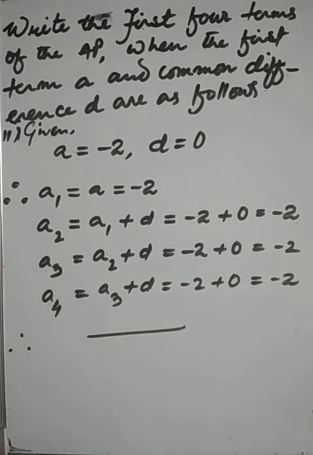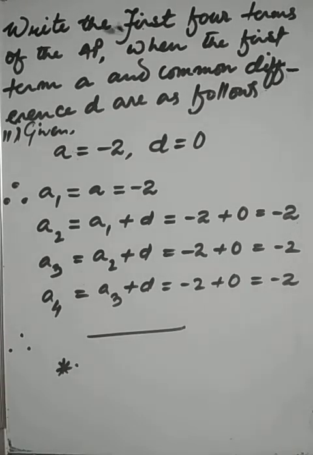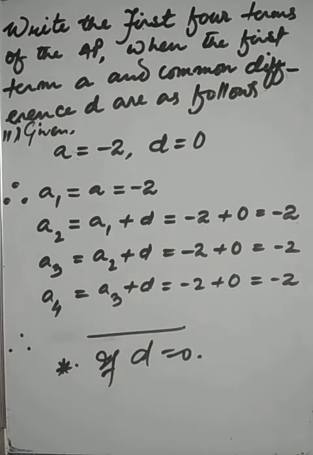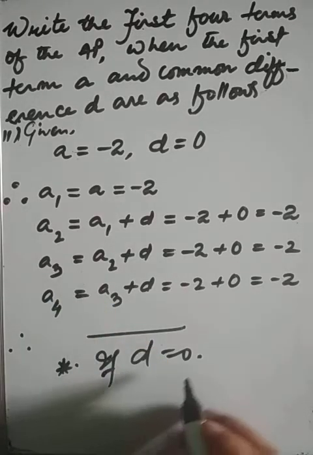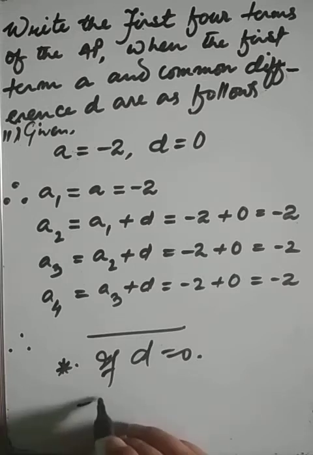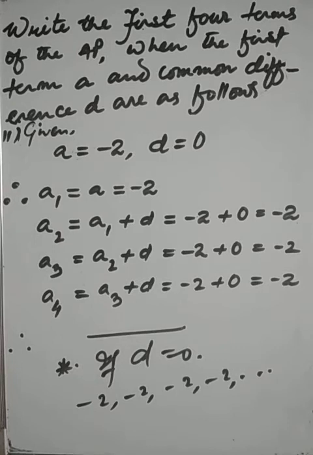So the conclusion is here: one very important point, if the common difference is 0, then the terms of the AP will be all same. So in this case the first term is minus 2, the second term also will be minus 2, the third term also minus 2, so it will be minus 2, minus 2, minus 2, minus 2, like that it will go on. That means all the terms of the AP will be same. So we'll be moving to the next question.